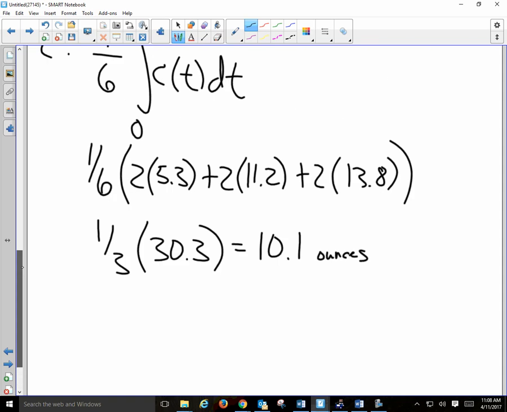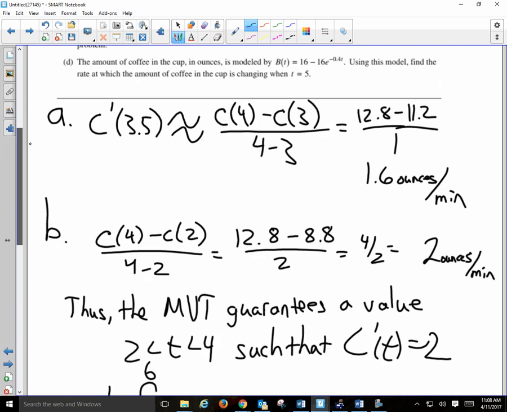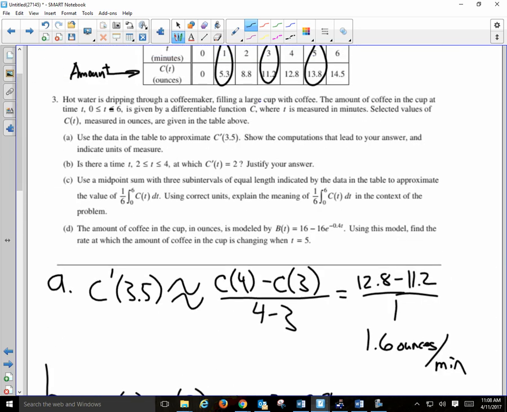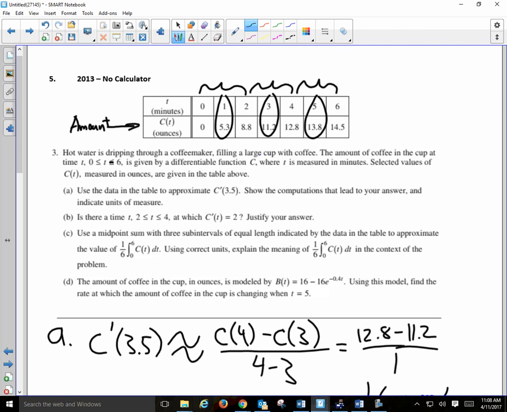Now we've got to interpret what it means. What does that thing mean? Average amount of coffee in the cup. Look at the 10.1. Does that seem to match with about what the average would be? Yeah.